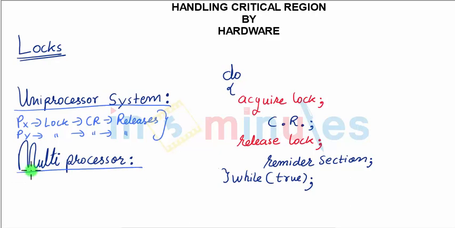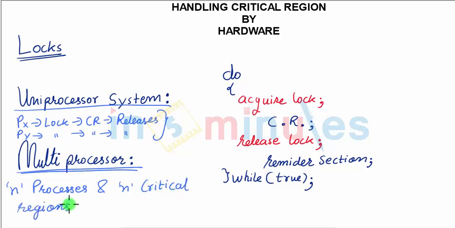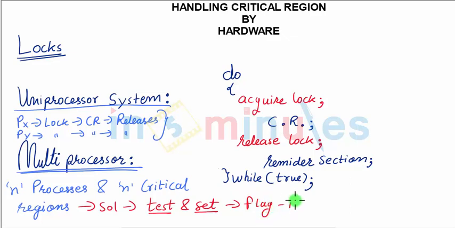But with a multi-processor system, there is an issue. Why? Because there will be n processes and n critical regions. How to handle this scenario? The solution to this problem is called test and set. Test and set will simply check and then set a flag for the critical region. Let us go to that solution.